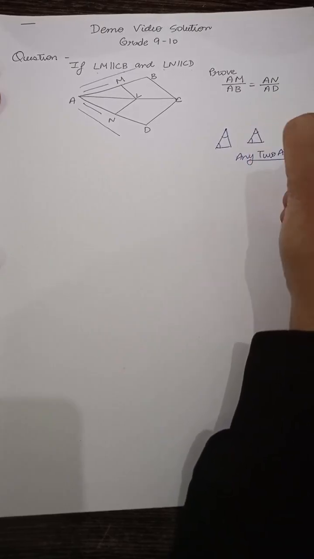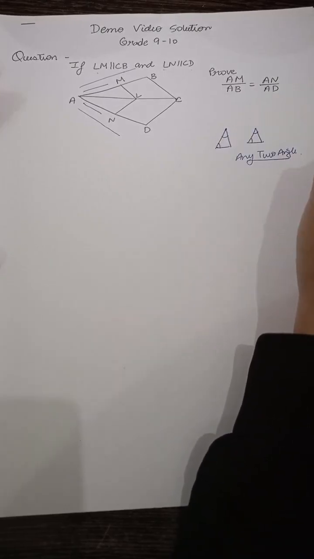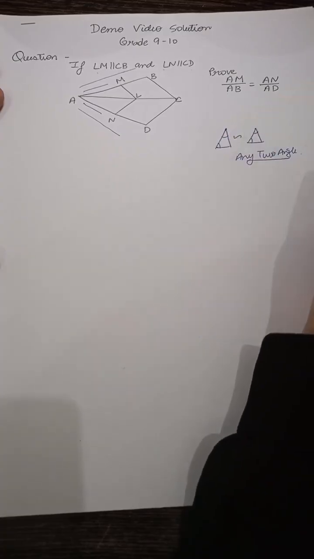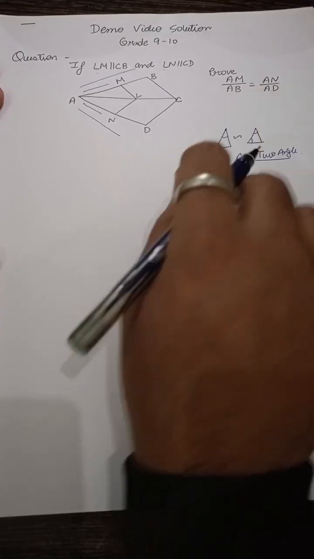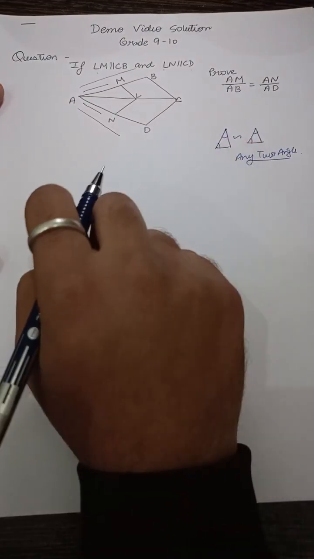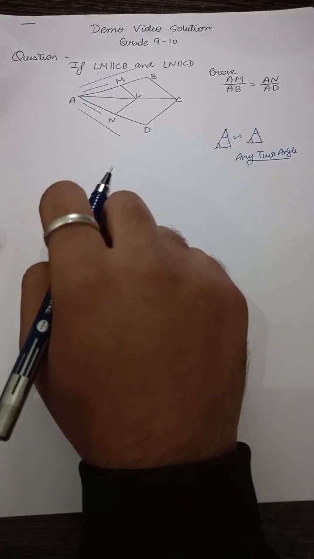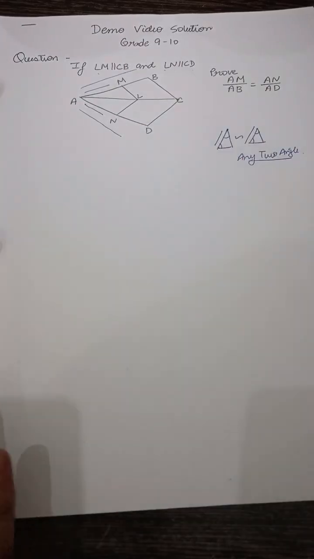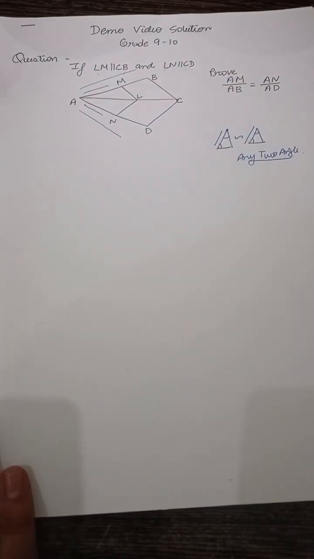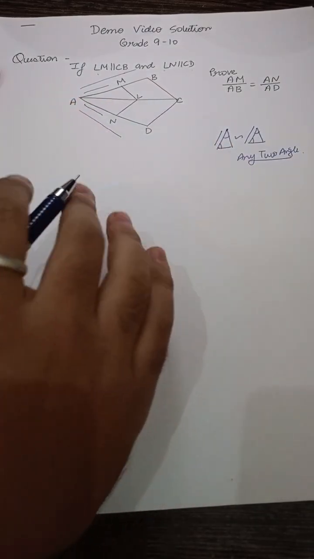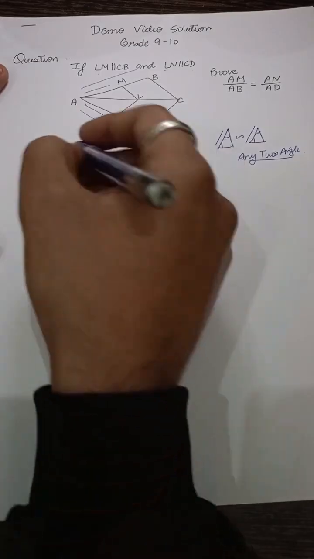If I can prove any two angles of these two triangles are equal, then we will say that these triangles are similar, and this is the sign for similar triangles. And by the criteria of similarity, we will say the sides are in the same ratio. That's the point. So we're using this point in this question, and now I should start the question.